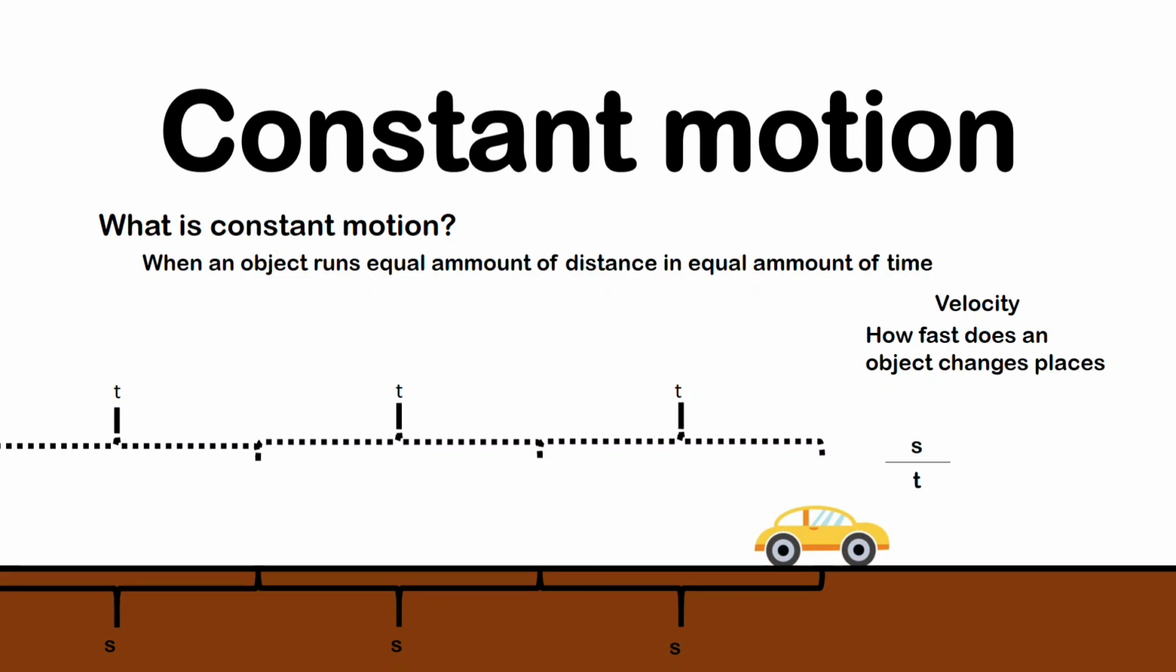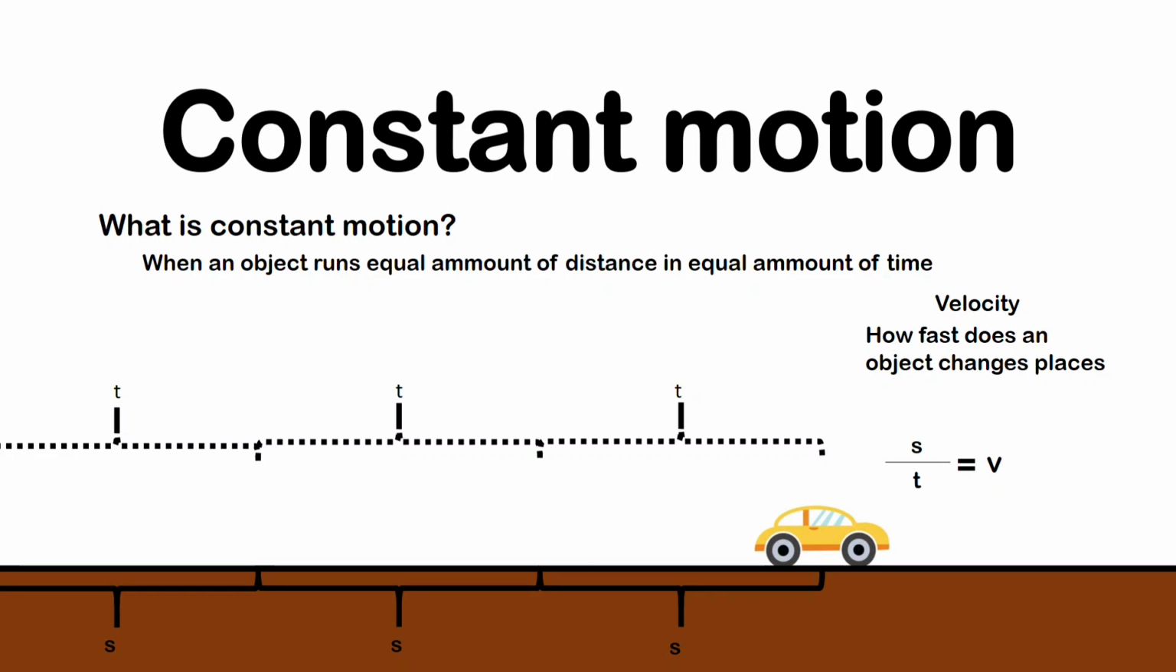Because if we increase time, if our car takes more time to run the same amount of distance, then it will definitely be a smaller velocity. But if it takes less time to run the same S amount of distance, then it will of course be a higher velocity. So this S divided by T will be equal to, well, we symbolize velocity with v.